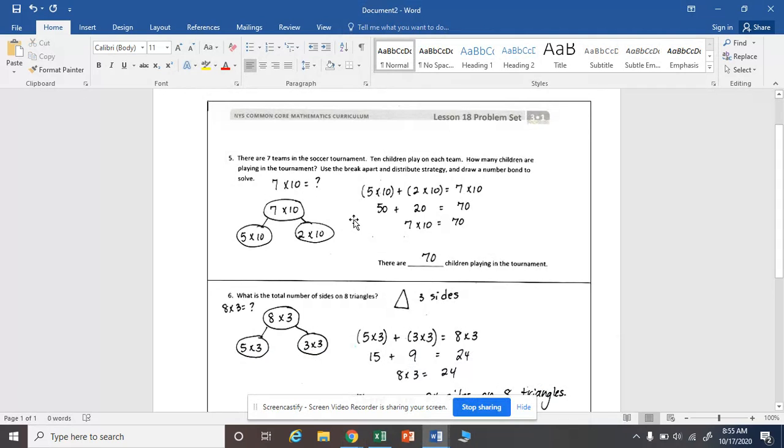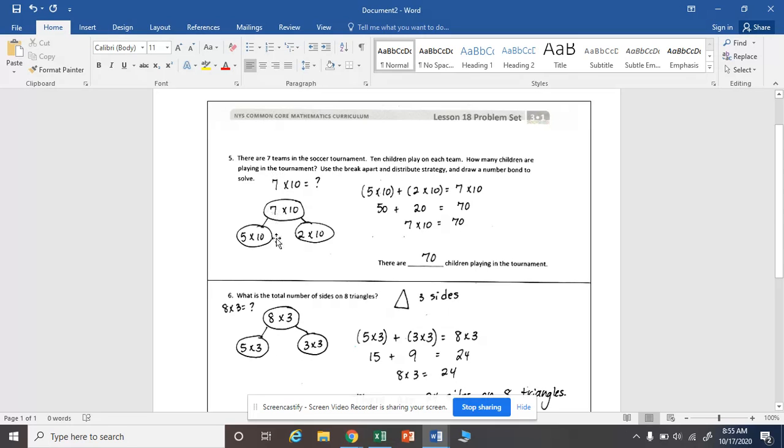Here we go, problem set number 5. There are 7 teams in the soccer tournament. 10 children play on each team. How many children are playing in the tournament? Use the break apart and distributive strategy and draw a number bond to solve. So if you look at this, it says you have 7 teams. On each team, there are 10 children. So here we go, 7 times 10, because there are 10 children on each team.